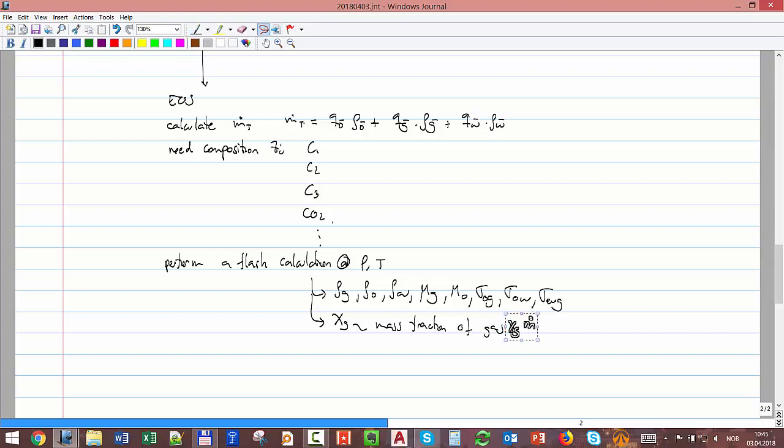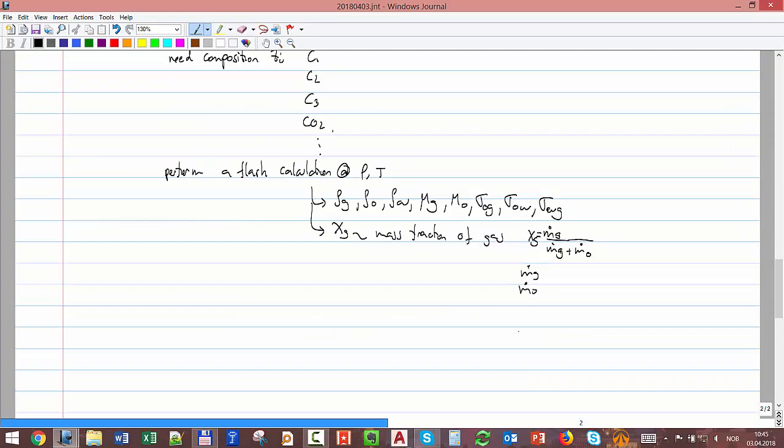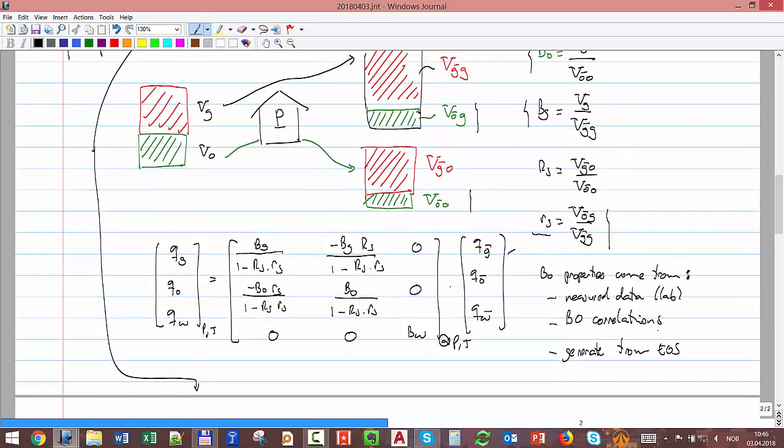Here is the mass fraction of the gas, which is simply x_g equals m_g divided by m_g plus m_oil, or m liquid. With that, I can calculate m_g and m_oil. After that, I can calculate Q of gas, which will be equal to m_g divided by the density of the gas, and Q oil will be m_oil divided by the density of oil. And after I have that, finally I reach the same point as the black oil approach.